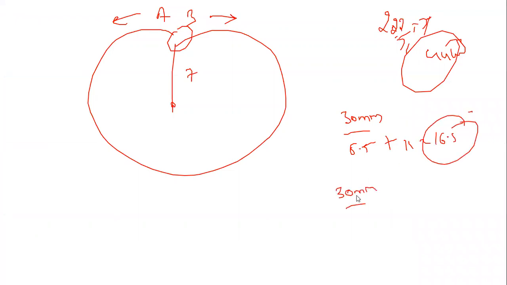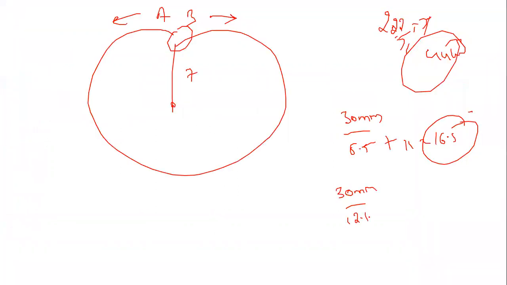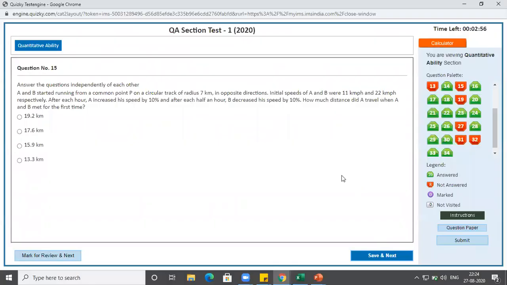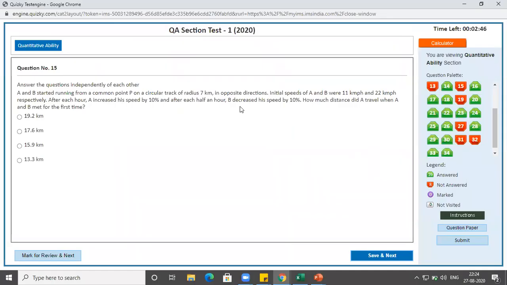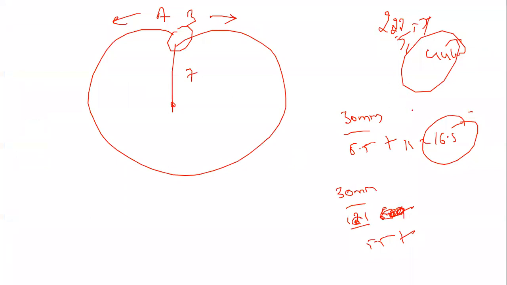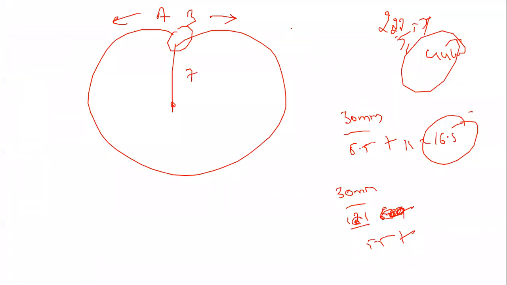Next 30 minutes, the new speed would be, A's speed increased by 10%. This is going to be 12.1 kilometer per hour. Right, so half. So 6.05 plus B decreases speed by 10%. But A's speed is going to be the same. It's consistent for 1 hour. So 5.5 plus B decreases the speed by 10%. So B was पहले at 22 per hour. Now it's around 22 था, 22 से start करेंगे 19.8. 19.8 का half will be 9.9.